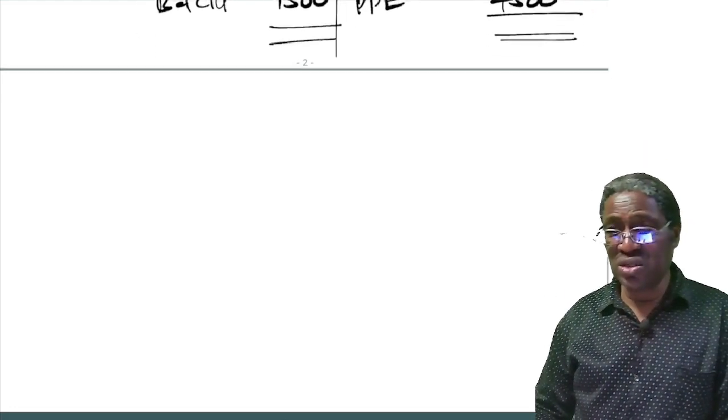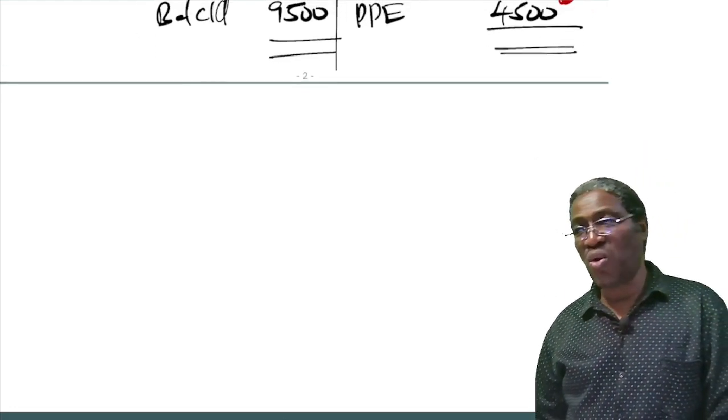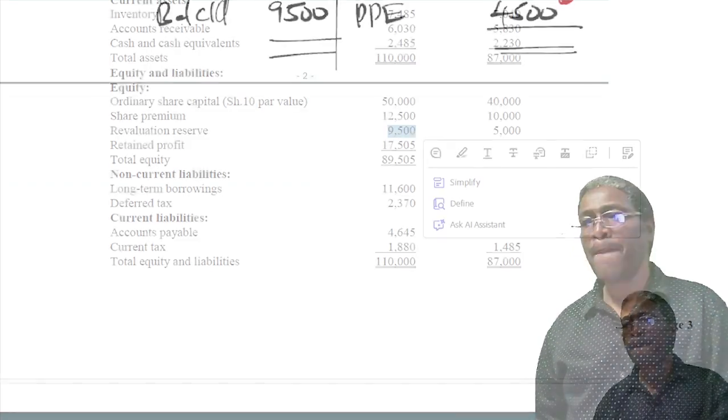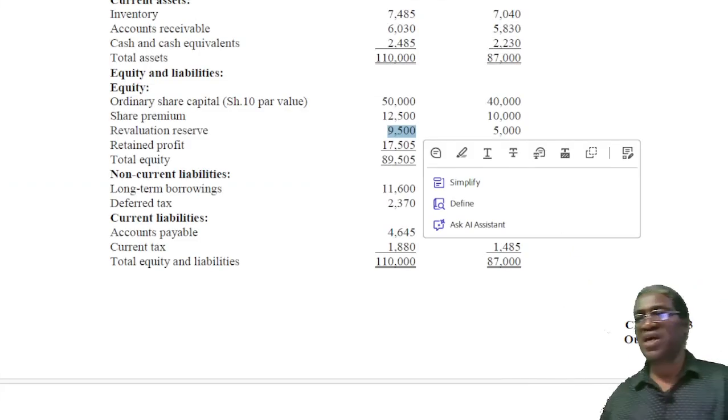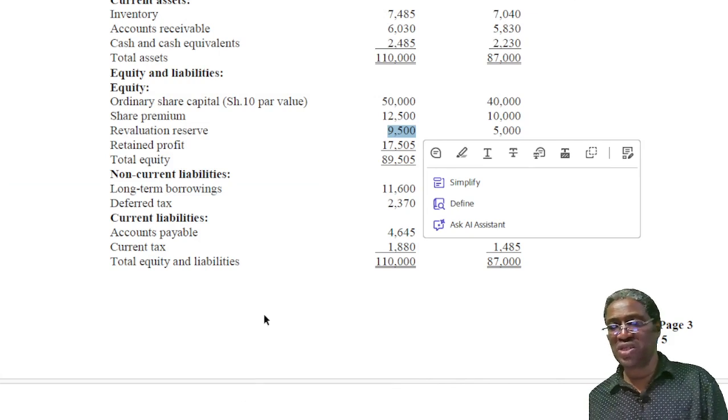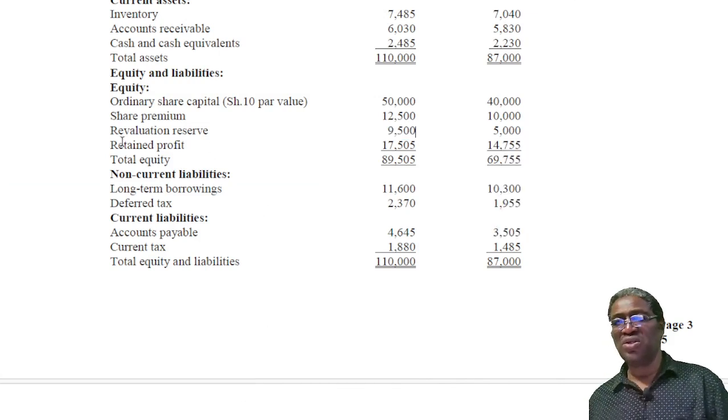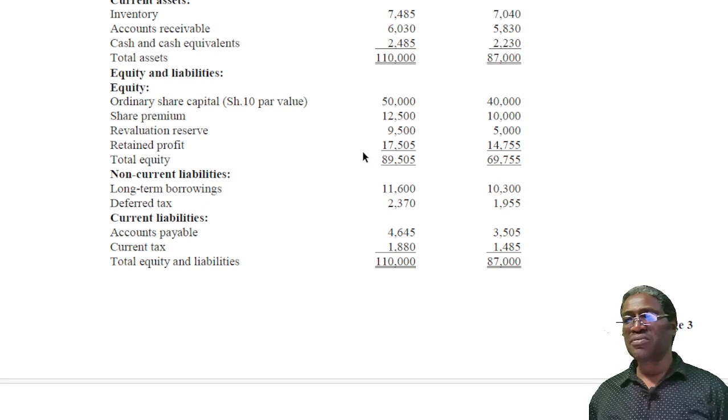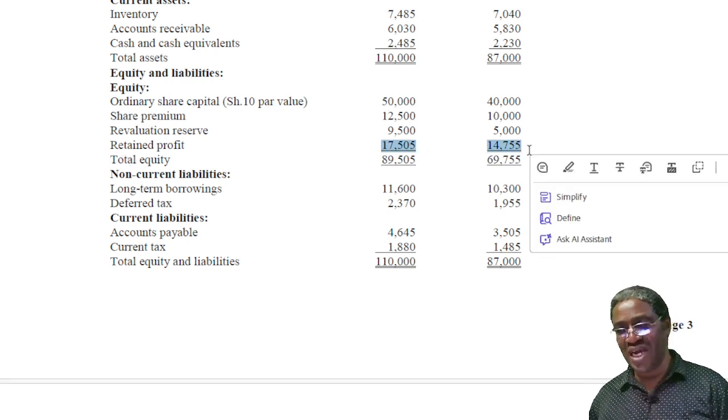Let's see what we are required to analyze after revaluation reserve. What's the next one? Good. I can see the next one is what they are calling retained earnings.